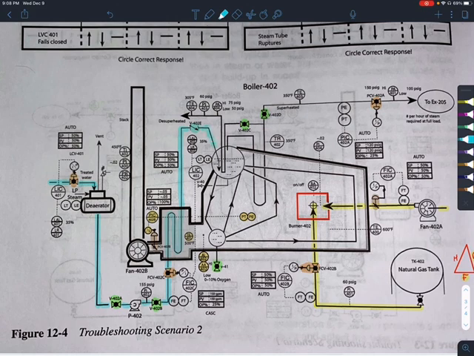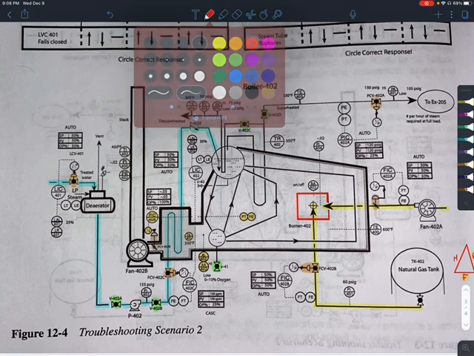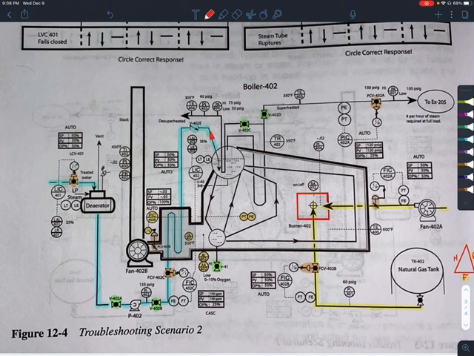So the purpose of the check valve is to ensure that flow goes only in one direction. Because if it were to flow backwards, that's a big no-no. That means that all of this is going to go back down to the pump, and that would damage this pump very, very badly.